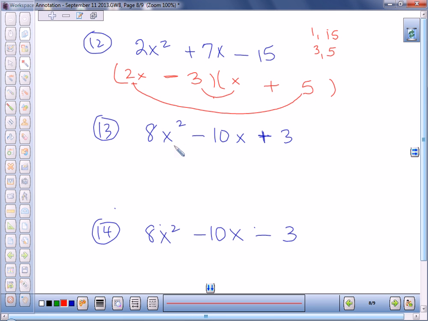Now this one, 8x squared minus 10x plus 3. Okay, 3 is prime. 8 is not. So this time I'm going to start with 3. What is the only way I can multiply and get 3? 3 and 1. And I'm multiplying to get a positive, but adding to get a negative. So what does that tell me about the 3 and the 1? They're both negative. Now I have to play with 8 to figure out how to break it up. My choices are 1 and 8 and 2 and 4.